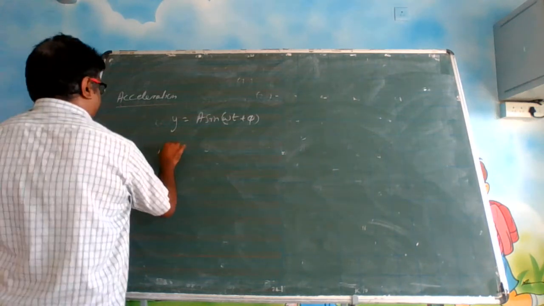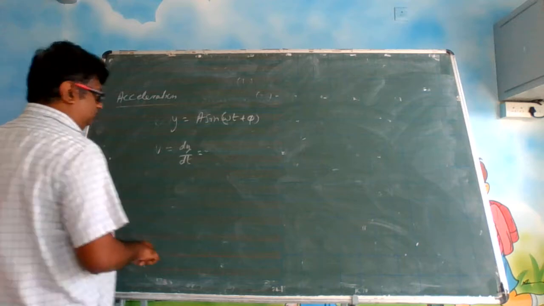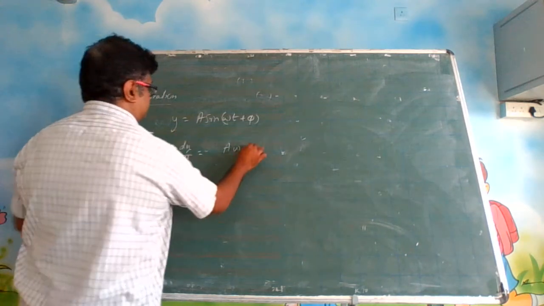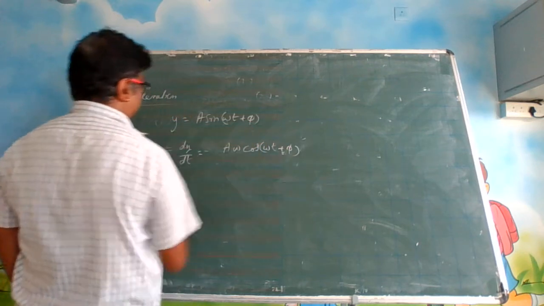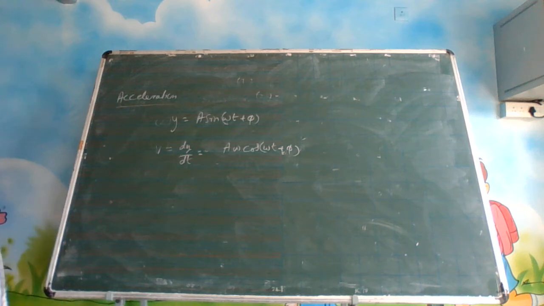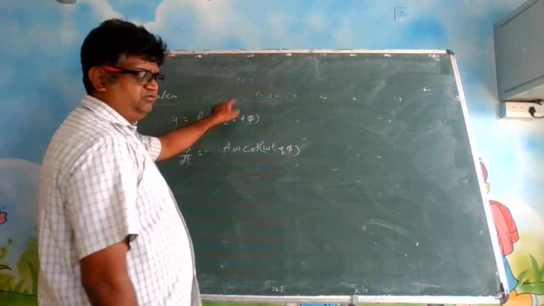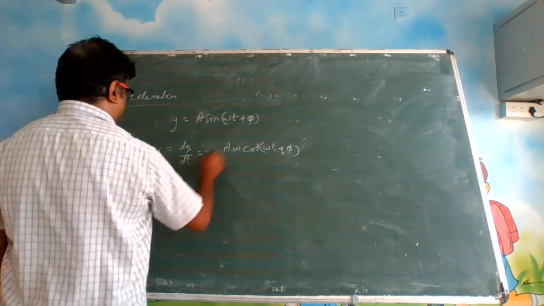So your velocity is equal to dy by dt, is equal to a omega cos omega t plus phi. Okay, so sine, it will be cosine only, positive only. It will be cos omega t plus phi, but again omega t is there, so d by dt of omega t will become omega. Omega will be the constant that will come out.